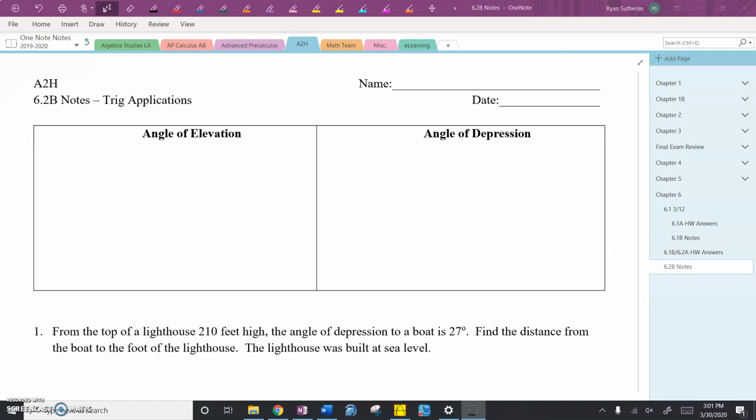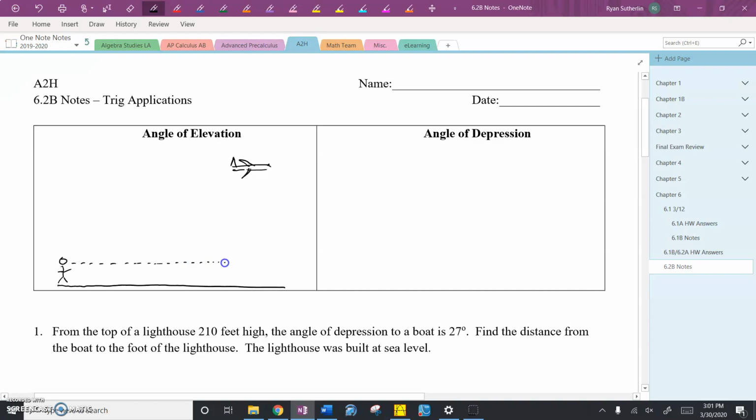Angle of elevation is pretty straightforward, and usually people don't make many mistakes with this. Imagine you are on flat ground and you're looking up. Let's say there's an airplane flying up ahead. So the angle of elevation is the angle along the horizontal that is created from your eyesight up to the object. And so this angle theta would be my angle of elevation from the person to the airplane.